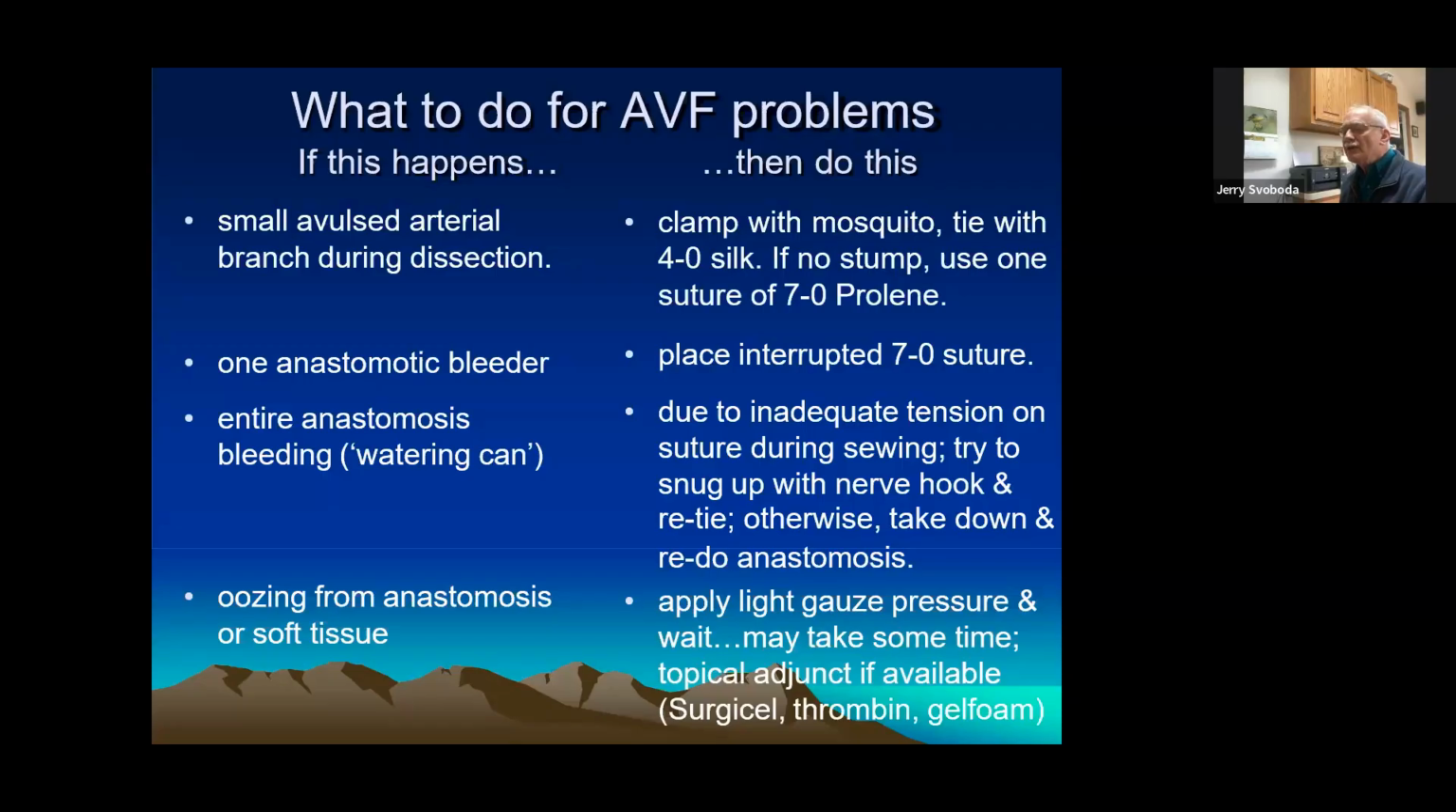What about oozing from the anastomosis or soft tissue? You can't fix oozing with sutures. You can by waiting. So light gauze pressure and waiting may take some time. If you have protamine sulfate, it can be used to reverse the heparin. If there's particular oozing, you can use topical Surgicel, thrombin, or Gelfoam if you have these adjuncts available. So the most common thing to do is wait. The second most common thing to do is give a small dose of protamine sulfate.